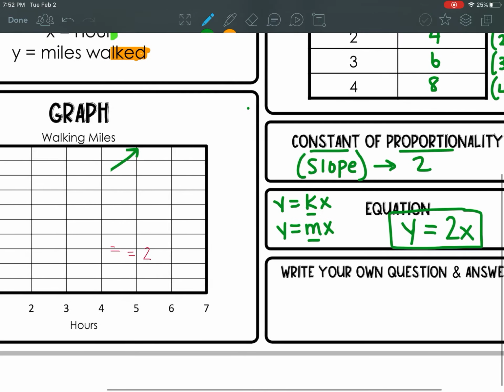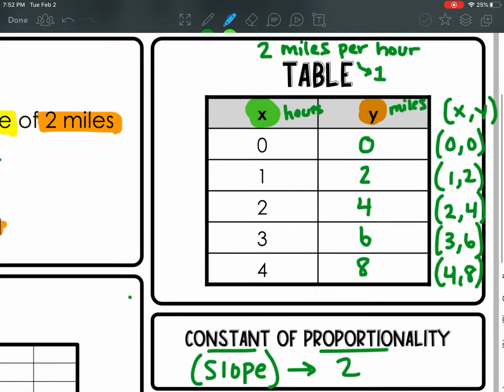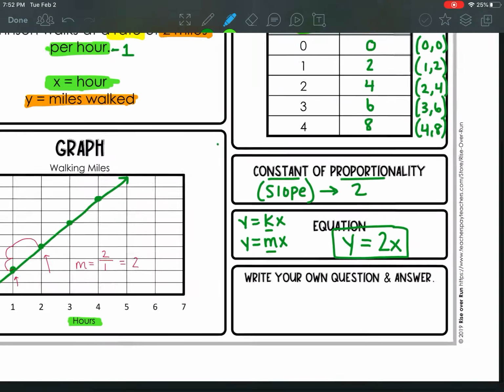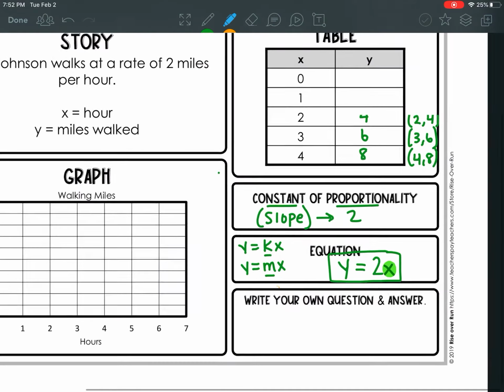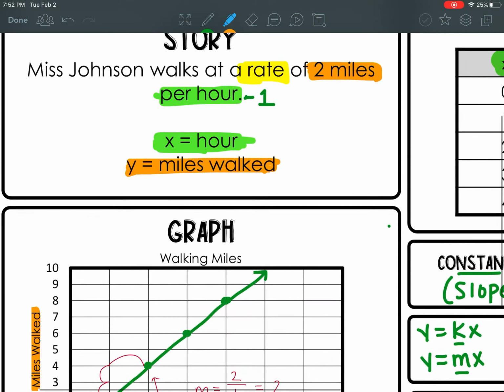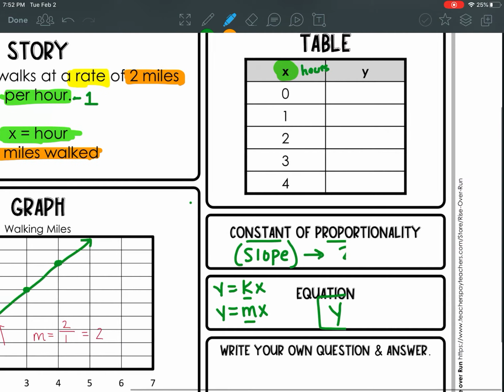Same thing, slope or constant proportionality. So our equation would be y equals 2x. Now, how we could use that is, x represents, remember I highlighted in green, x was our hours. We found it in our rate, we found it in our table, we found it in our graph. Well, look, we also have it in our equation. There's our x. They all represent the same thing.